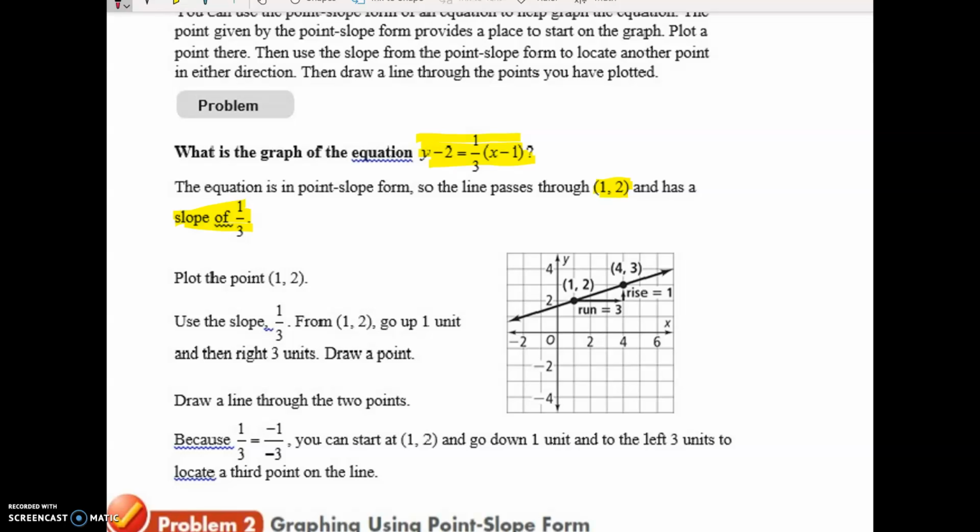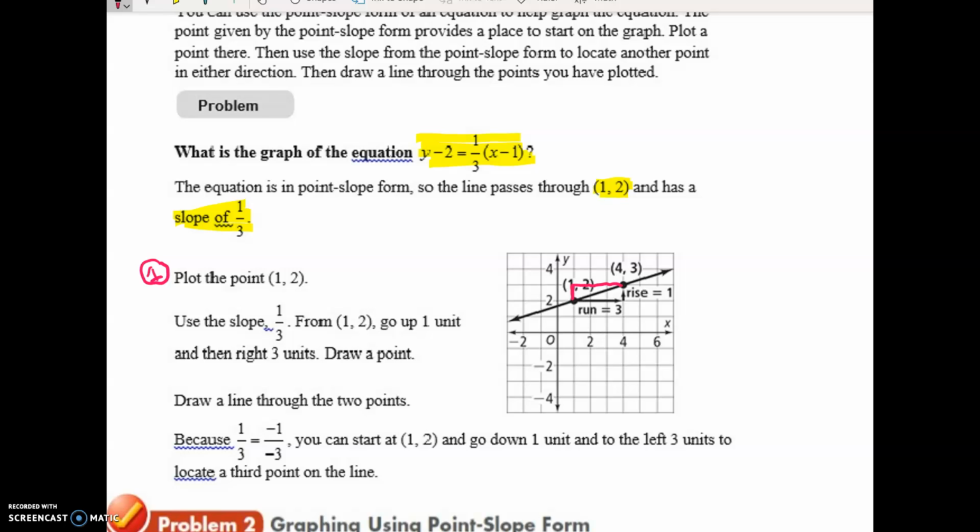So then what we would do is just follow our steps here. Once we have those identified, we would start by plotting the point, which in this case was at 1, 2. So they have done that for us. And then we would use the slope, 1/3, from that point. Now, I feel like they do it the opposite way. I like to always rise first before I run. Kind of makes that triangle there. But you can do it either way.